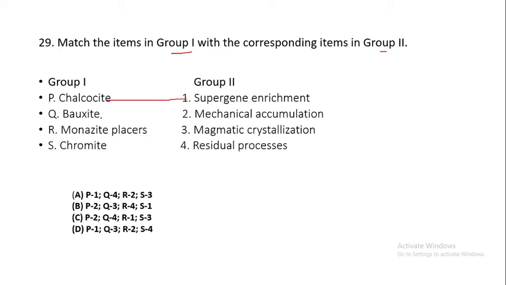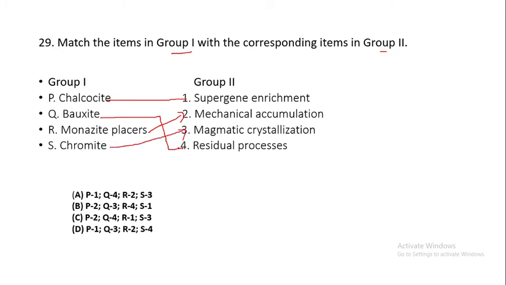Next is bauxite. As we know, bauxite is a residual deposit, so the residual process is responsible for the formation of bauxite. Then next is monazite placers. Monazite placer deposits are formed under mechanical accumulation. As we know, placers are formed due to mechanical processes. And finally, chromite, it is by magmatic crystallization.